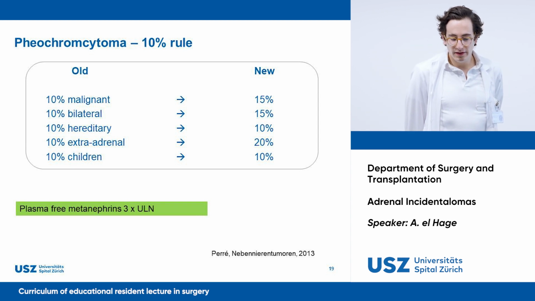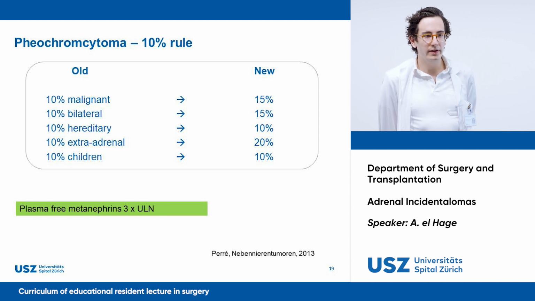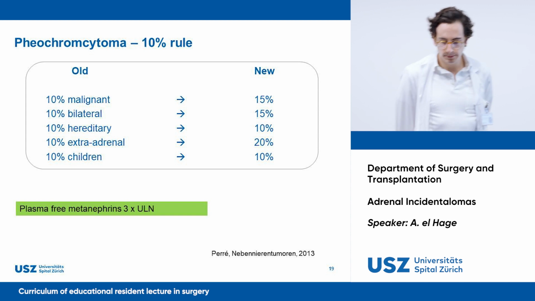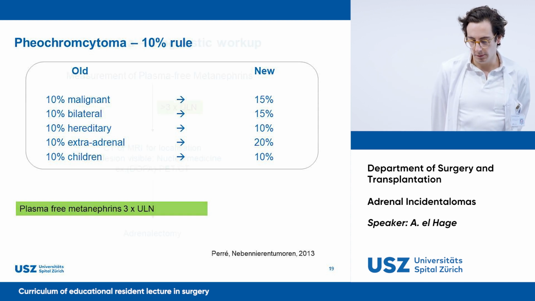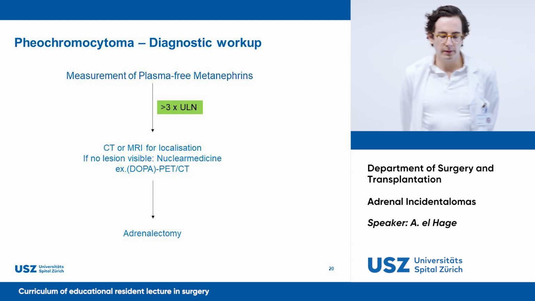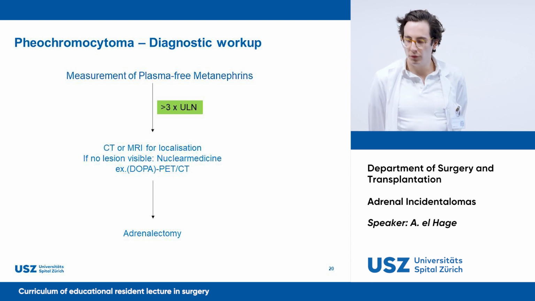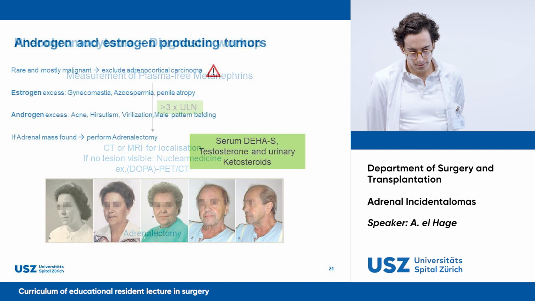Now, for the diagnostics, if you have a plasma-free metanephrine that is above 3 times the upper limit of normal, you're facing a pheo. Once you know that, you want to do a radiological assessment for localization. And once you localize the tumor, you go for adrenalectomy.